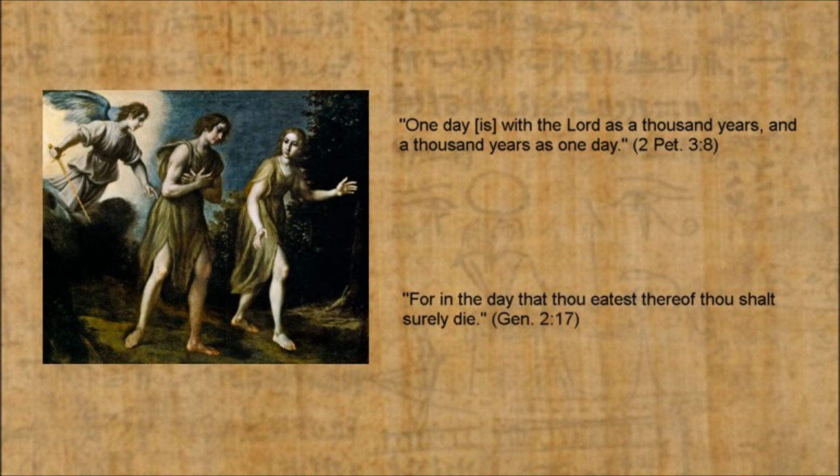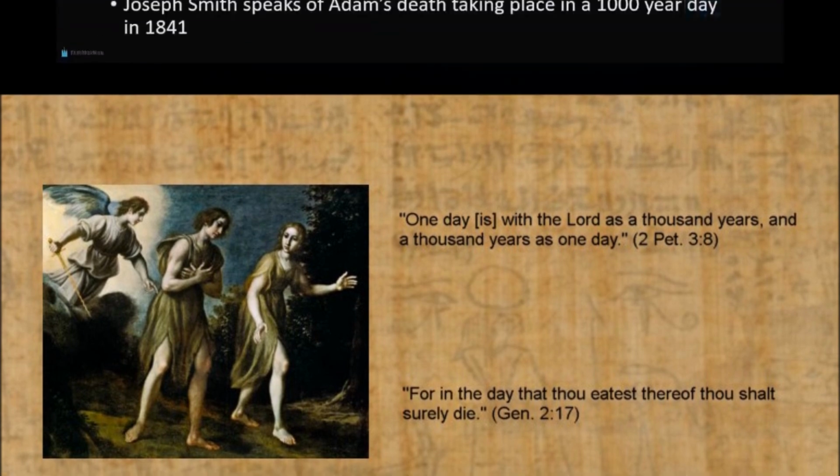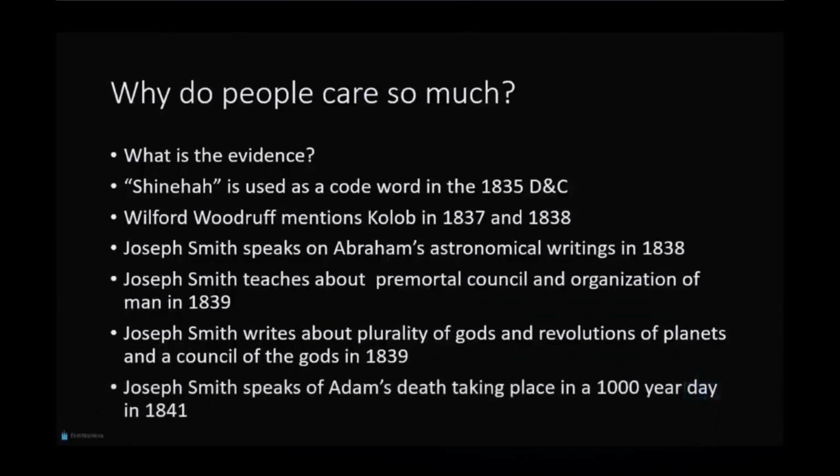And who doesn't know that 2 Peter 3:8 declares, "One day is with the Lord 1,000 years, and 1,000 years as one day." Many in Joseph Smith's day connected God's decree in Genesis 2:17, "For in the day that thou eatest thereof, thou shalt surely die," with 2 Peter 3:8. So this also provides no evidence that Joseph Smith had translated Abraham 3 before 1842.